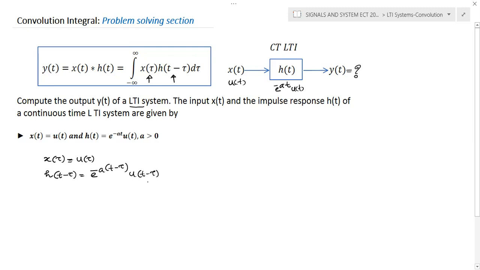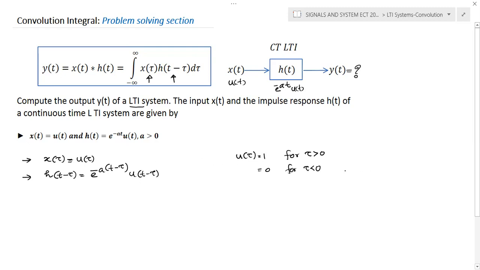And now we got x of tau and h of t minus tau. But if you observe this particular equation, there are some familiar terms, that is u of tau and u of t minus tau. So if you evaluate this particular u of tau, you can write for the first case u of tau is equal to 1, that is a step signal, for tau greater than 0, and 0 for tau less than 0.